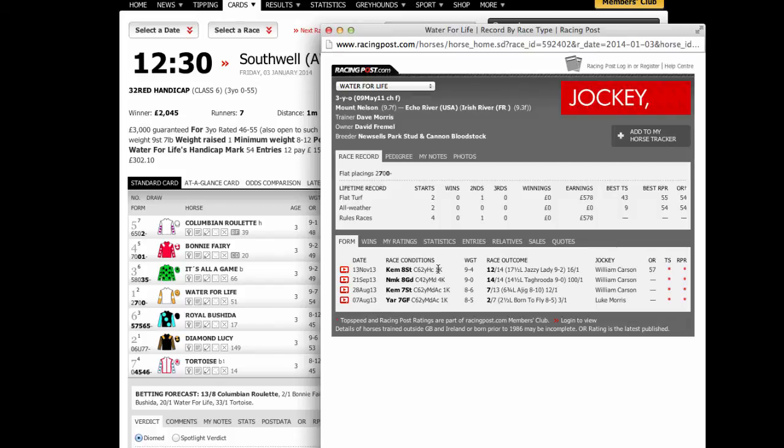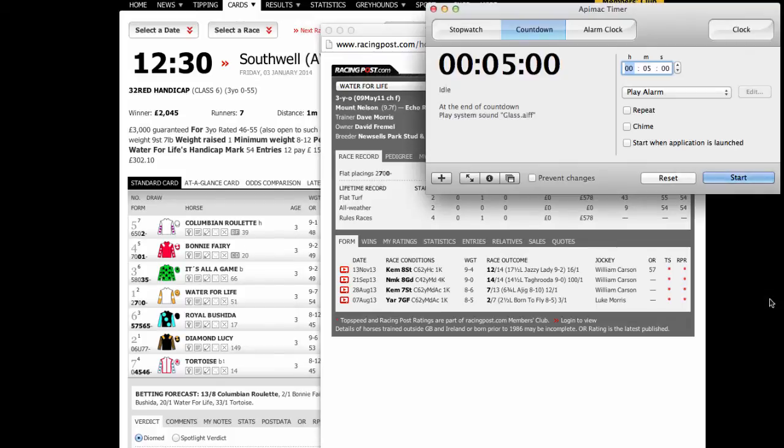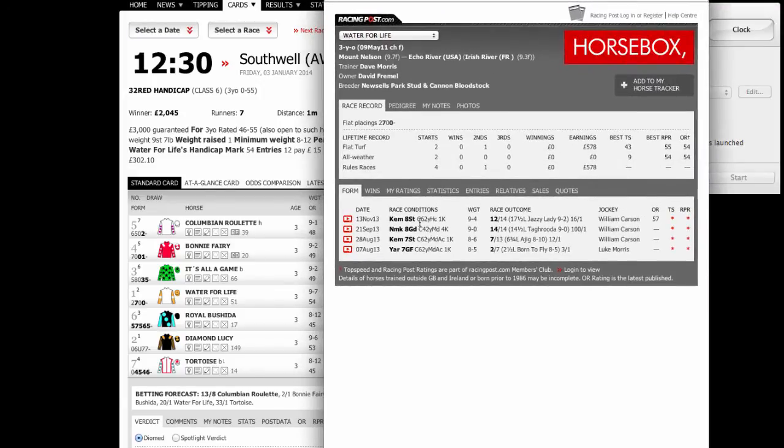We can see, and there is our timer. We've just run the 5 minutes there, so I'm going to run over by just 30 seconds here. We've got Kempton, 8 furlongs, standard, very poor performance there. The last good performance was on Yarmouth, over 7 furlongs, good to firm, a lower class, a significantly lower weight, so this horse isn't going to be for us.